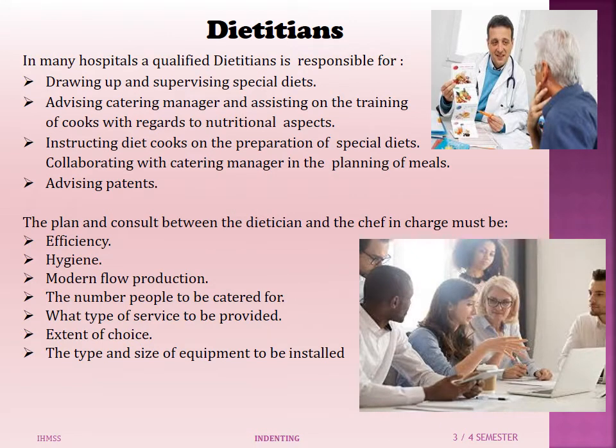Dietitian. In many hospitals, a qualified dietitian is responsible for the following points. Number one, drawing up and supervising special diets.